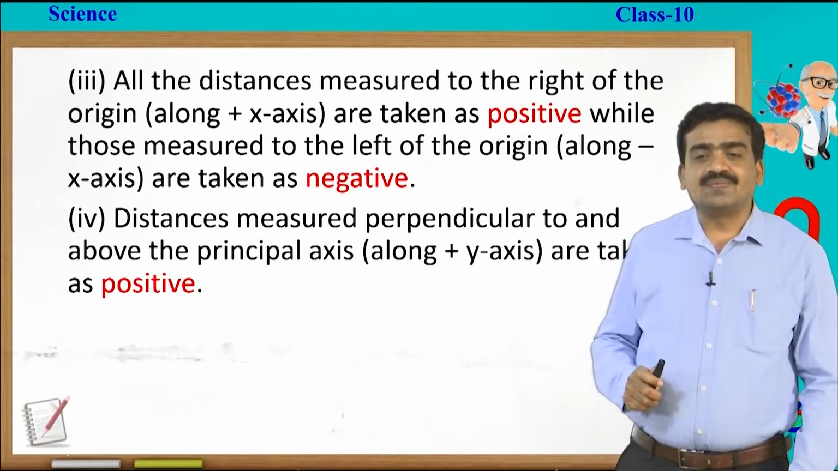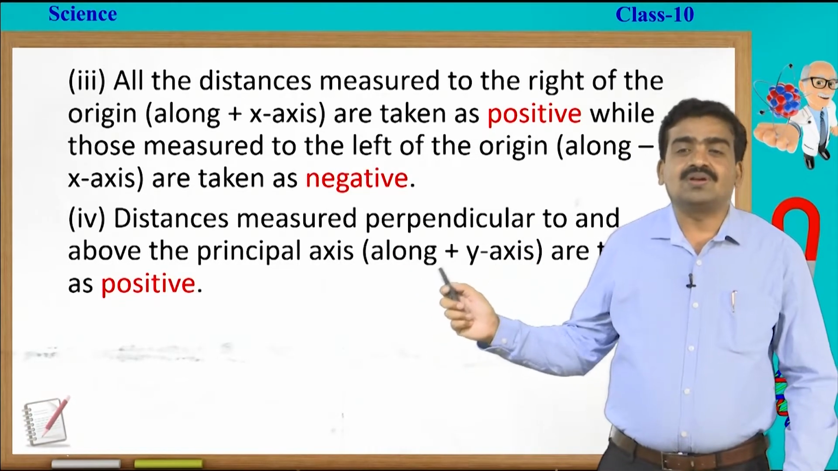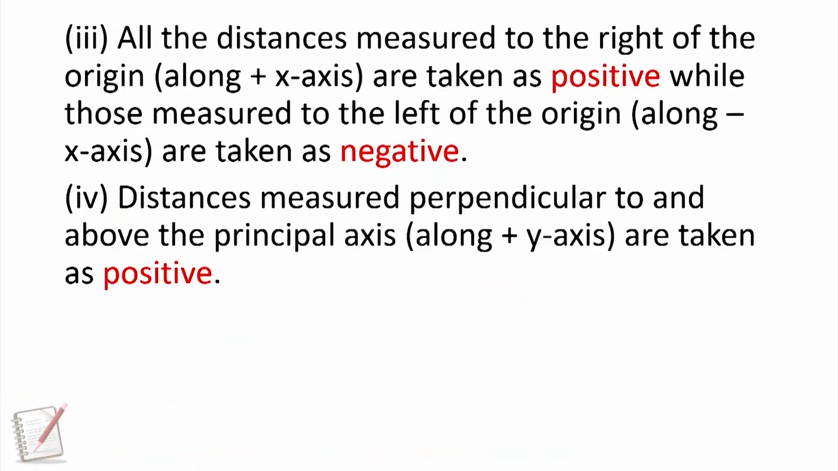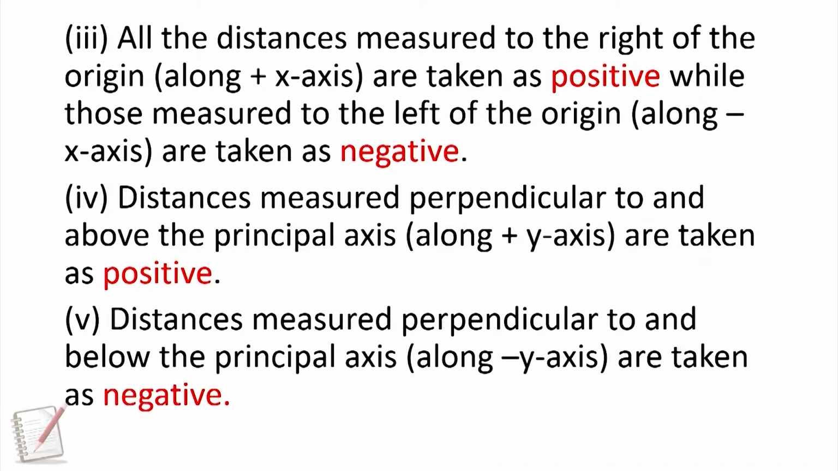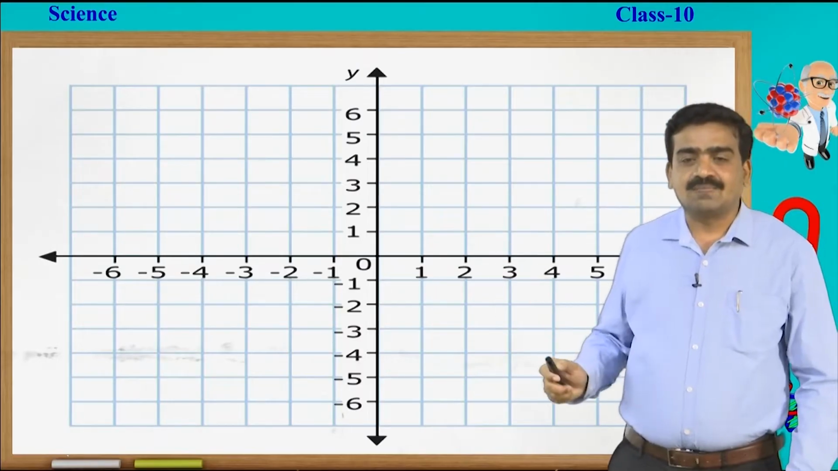And also the distance measured perpendicular to and above the principal axis, towards the positive side of the y axis, is taken as positive, and the distance measured perpendicular to and below the principal axis, that is towards the negative side of the y axis, is taken as negative. We can conclude all these points like this.